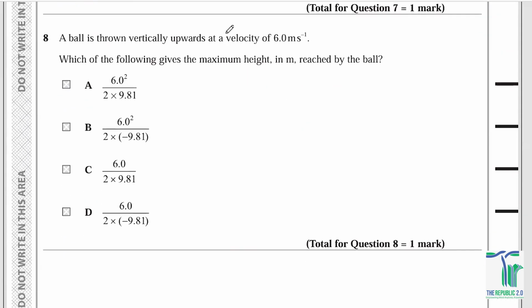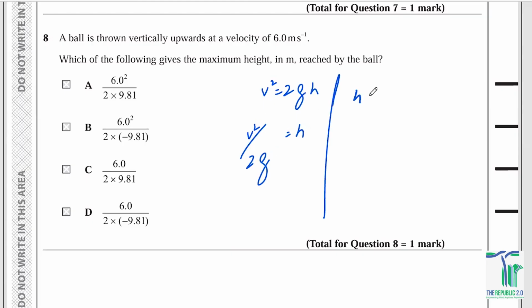Similarly, a ball is thrown vertically upwards at a velocity of 6 meters per second. Which of the following gives the maximum height? Everybody knows that v squared is equal to 2gh. You need to calculate h, so h is v squared upon 2g. Now you can see that the velocity is 6, so 6 squared divided by 2 times 9.81. So that is why you have to go with option C. Did you get that? So that is how we're going to go with option number 8.